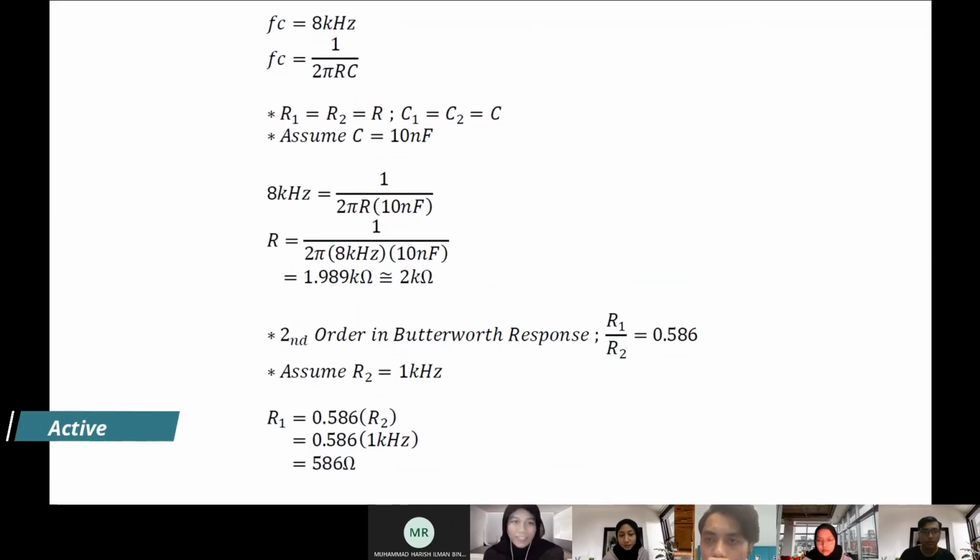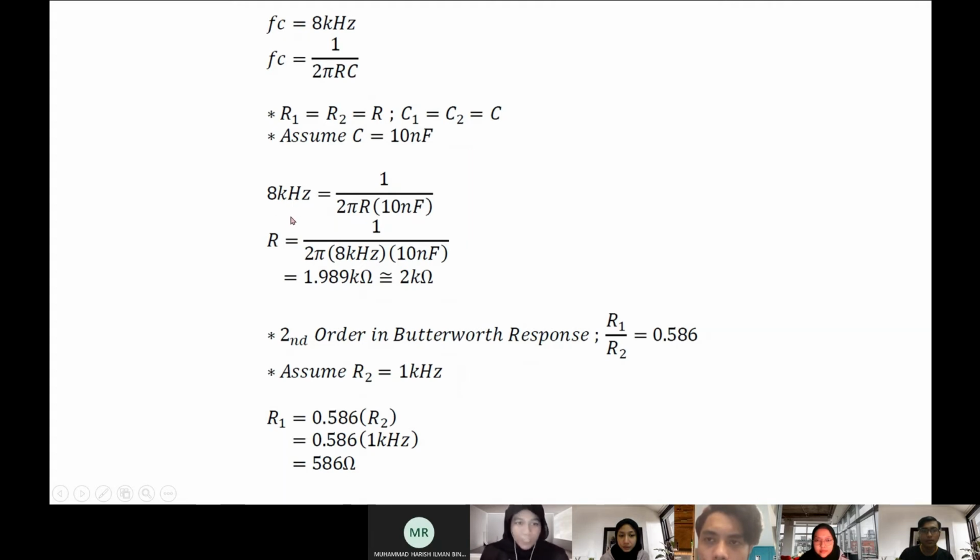So next is the active filter. This is the calculation for the active filter, which is a low pass filter. The cutoff frequency is equal to 8 kilohertz, and the formula for the cutoff frequency is 1 over 2 pi RC. Here R1 equals R2 equals R, and C1 equals C2, which is equal to C. So here I assume C is equal to 10 nanofarad.